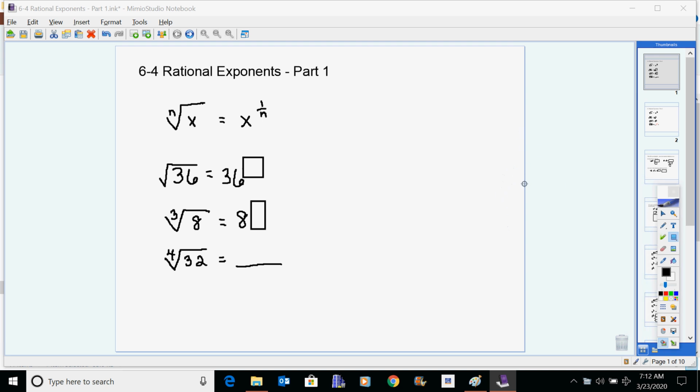I hope that you're ready to go ahead and learn some more of this algebra. Right now we're going to take a look at rational exponents. And so we need to remember what exactly rational means. Some of you might remember the word rational as far as what a rational number might be. Remember, a rational number is just a fraction.